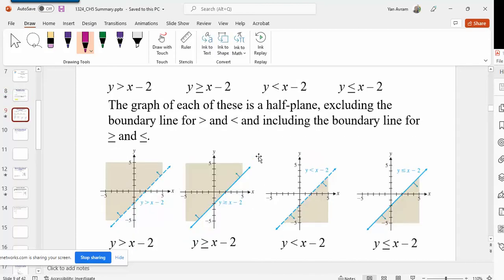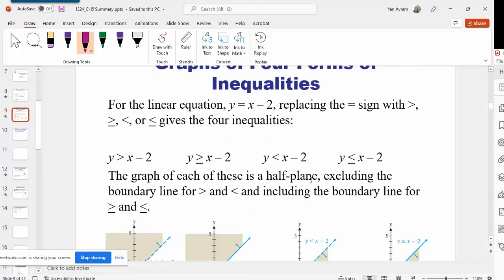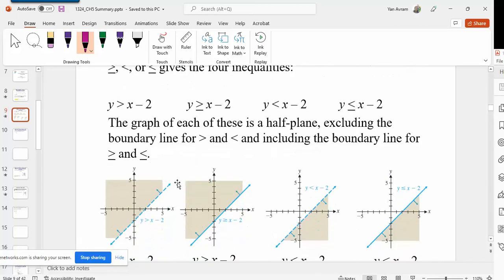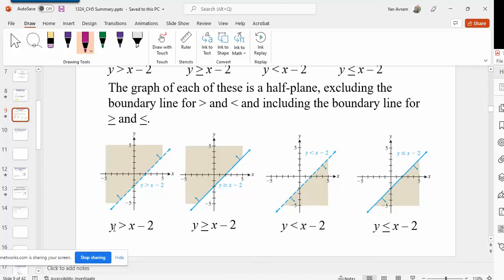If we look at this one right here, it introduces the equal sign versus no equal sign in the graph. Look at y greater than x minus 2. We graph y equal to x minus 2, which is this line. If you don't have an equal sign here, you use the dotted line. And if you have an equal sign here, we call it a solid line.